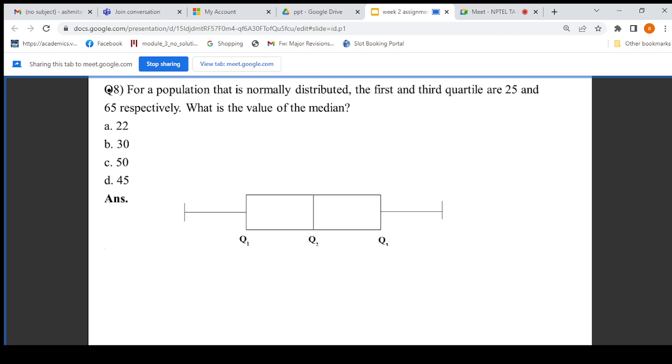So basically, the quartile value I'm finding from the equation, that is n plus 1 into 1 by 4 for first quartile, for second quartile n plus 1 into 2 by 4, and then for upper quartile or third quartile, that is n plus 1 into 3 by 4. Okay.